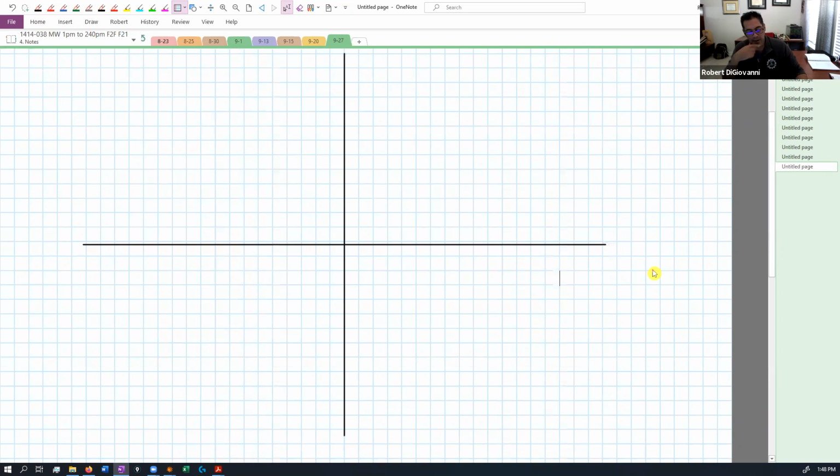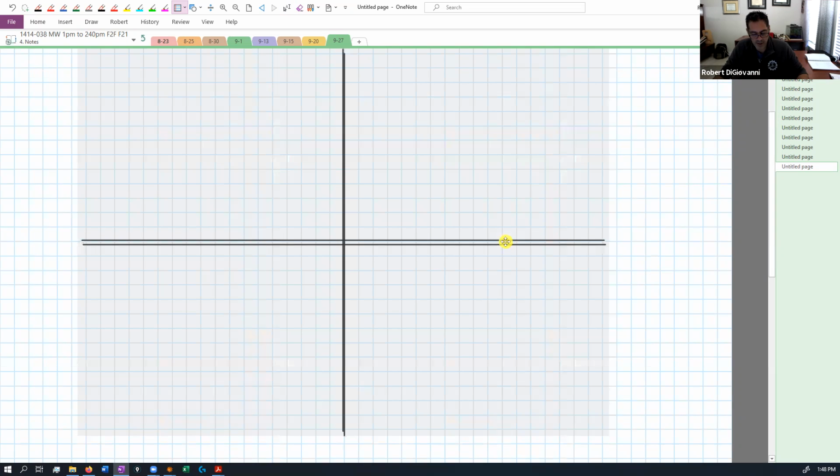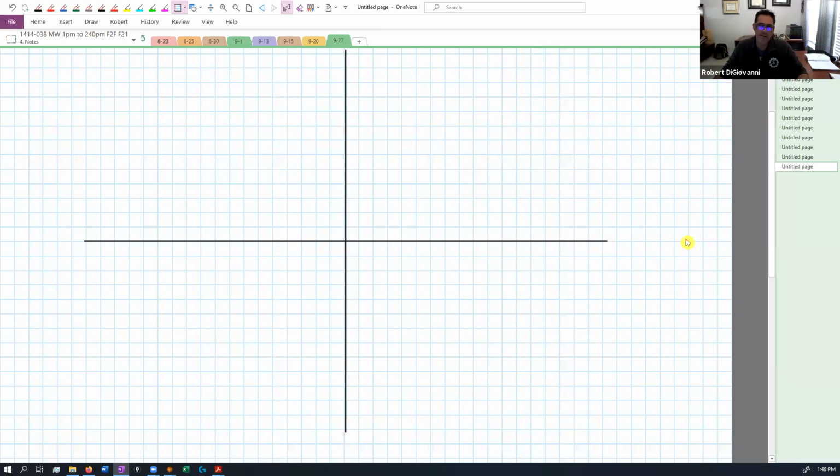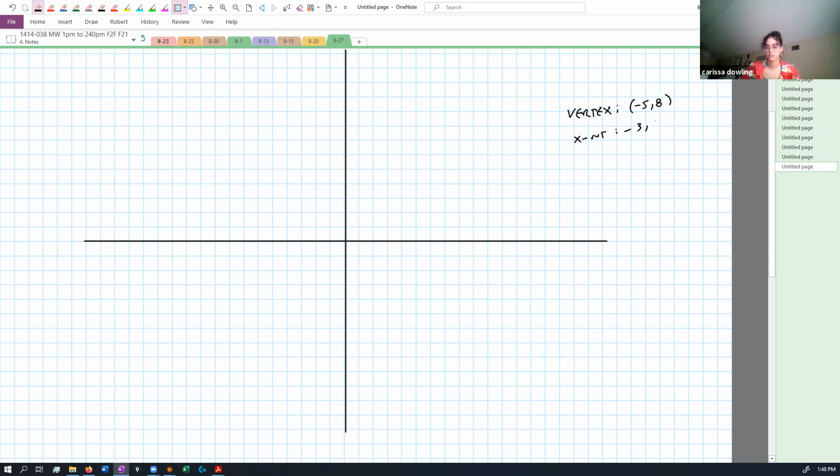All right, so my vertex was at, where was it? -5, 8. Yeah. So I'm starting to think about how I want to do my graph. My vertex was -5, 8. My x-intercepts were where? -3 and -7, but I had a y-intercept that was way down there at -42.